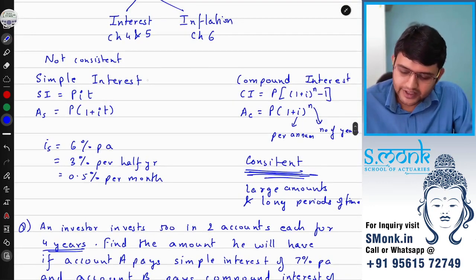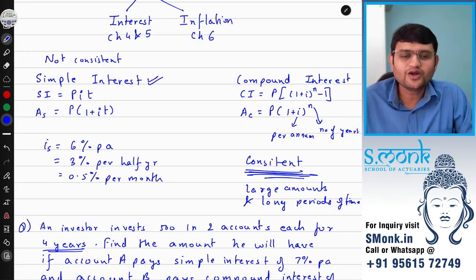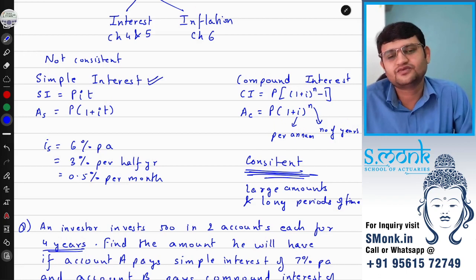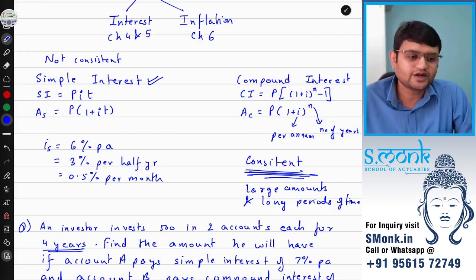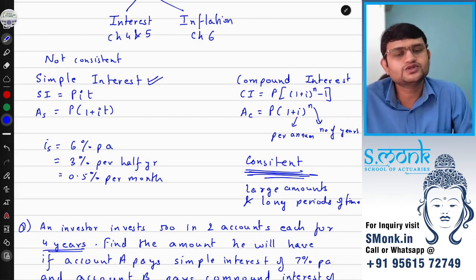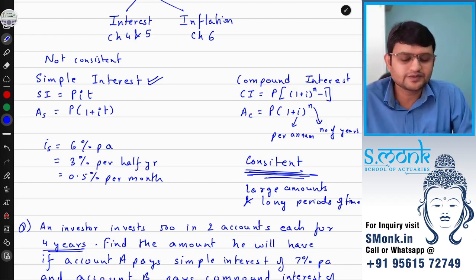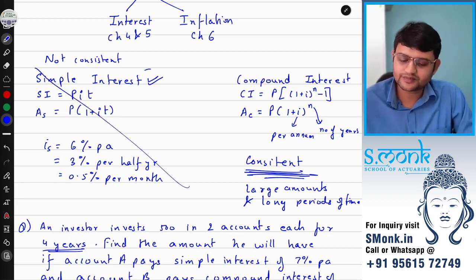But what about simple interest? Why do we still study simple interest then? We understand compound interest is better. For small periods of time and for small amounts of money also we can use compound interest. Then why are we using simple interest? Why are we learning simple interest? We should not even learn simple interest, right?